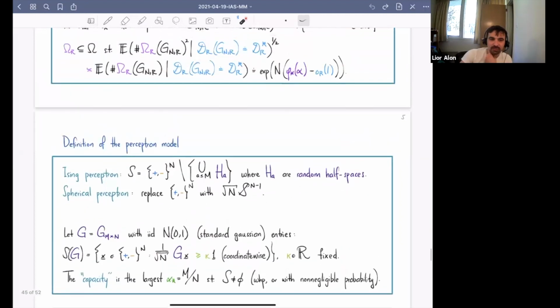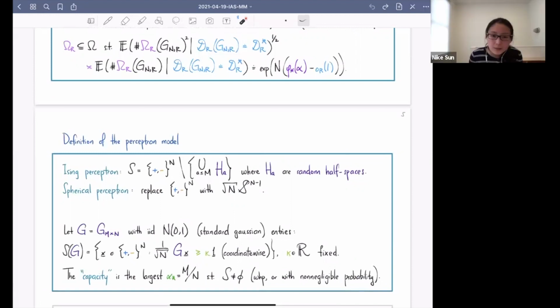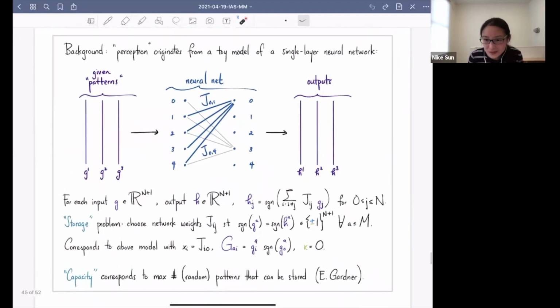Sorry, what's its motivation? Yeah. So there is some motivation, which I'll describe. This is sort of where it comes from historically.